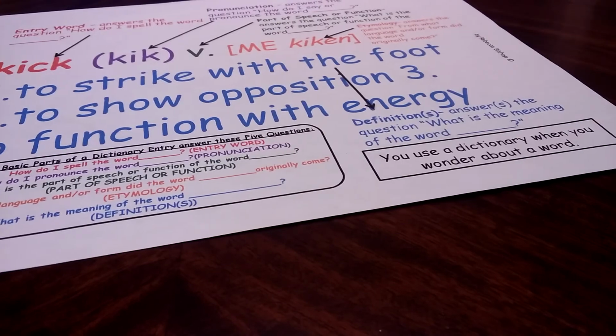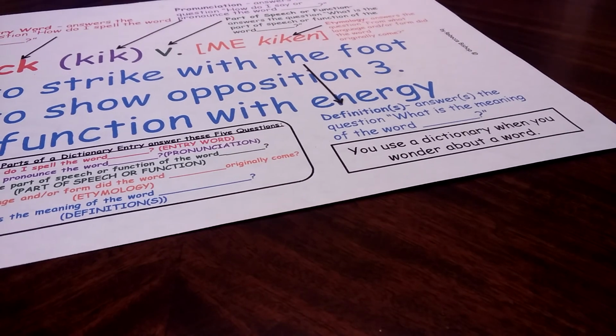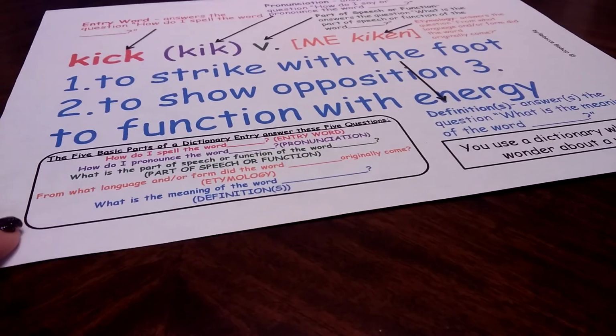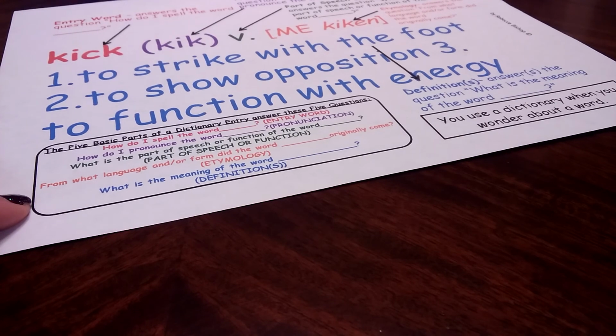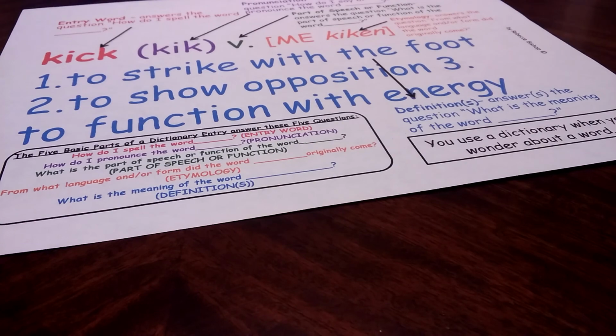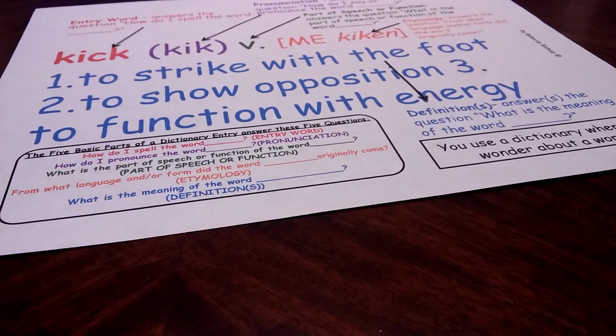Remember, I like this at the bottom. It says you use a dictionary when you wonder about a word. So if you want to know anything about a word, how to say it, what it means, what part of speech it is, then you can look it up in the dictionary. The whole purpose of a dictionary is to give us information about words. I hope this helped you guys a little bit with your dictionary skills.